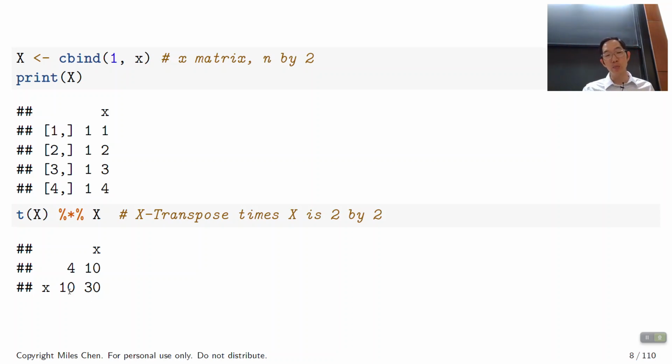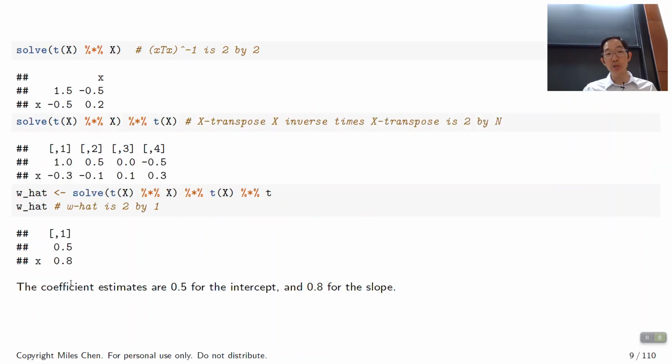Remember, we're doing X transpose X inverse X transpose T. So we take our 2 by 2 matrix and calculate the inverse of it. The way we calculate the inverse in R is we call solve on the 2 by 2 matrix, and the inverse of a 2 by 2 matrix is also a 2 by 2 matrix.